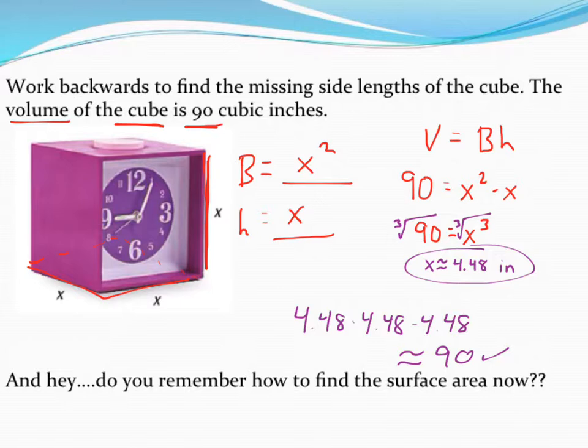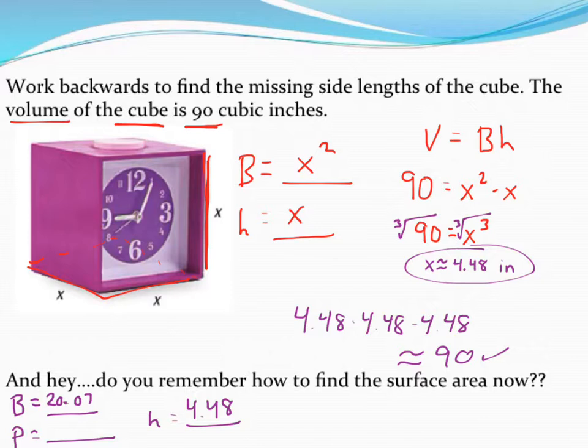And then just a quick review about some stuff with surface area. So let's go ahead and find the surface area of this alarm clock as well. Recall that to find surface area, we need to know the area of the base, we need to know the perimeter of the base, and we need to know the height of the prism. So we know the height, that's 4.48 because that's just x. To find the area of the base, it's 4.48 times 4.48. I did that already in my notes and got an answer of 20.27. Go ahead and just do that calculation for yourself and make sure.